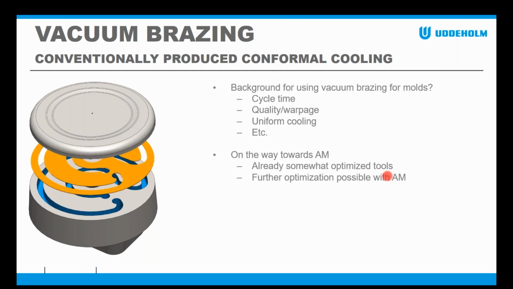So what's the positive thing with vacuum brazing? Well, with vacuum brazing, you can produce quite a large tool. So you can produce larger tools in vacuum brazing, I would say, than in additive manufacturing. The downside with vacuum brazing is leakages or cracking. So we see a lot of vacuum brazed tools that are leaking or cracking or not working correctly. And this is a problem which you can solve with additive manufacturing.